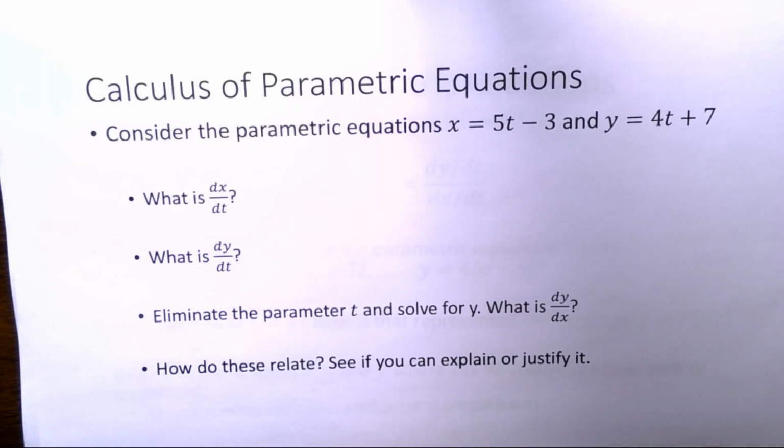Previously we learned about parametric equations, so now we're going to talk about the calculus of them. Let's start out with the parametric equations: x is equal to 5t minus 3, y is equal to 4t plus 7. Go ahead, take a moment, pause the video, and attempt to solve the problems on this page, and then we will talk about them.